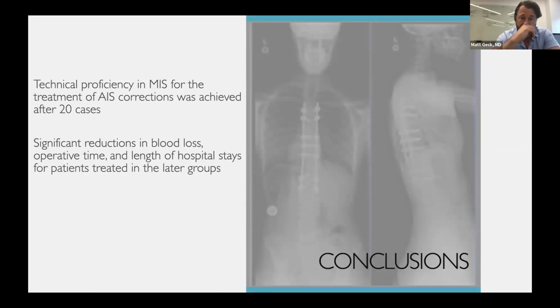So the first 20 cases seem to be important in terms of learning curve, and that's a pretty standard number in terms of learning to do newer procedures or new techniques. But we saw improvements really throughout the cohort. So I think that just shows either I'm a slow learner, or we can all keep getting better with time if we concentrate on proficiency throughout our careers.